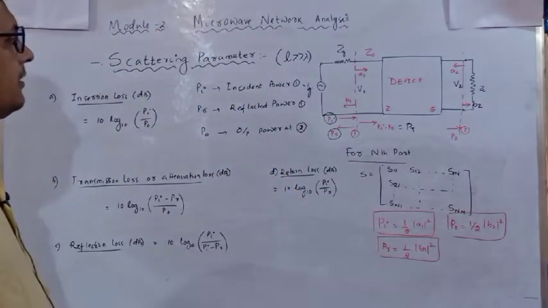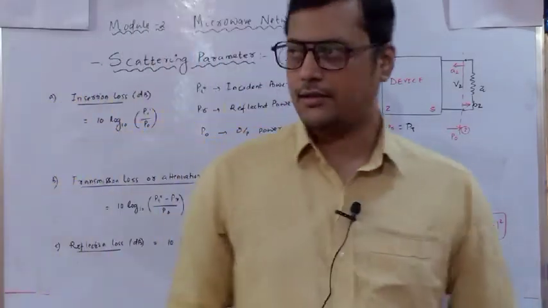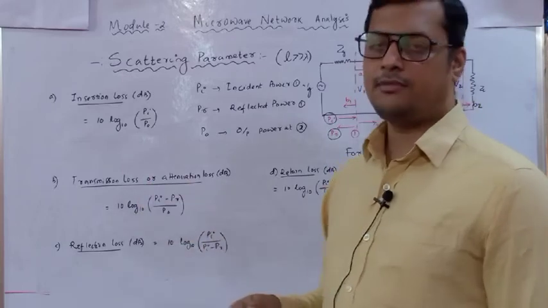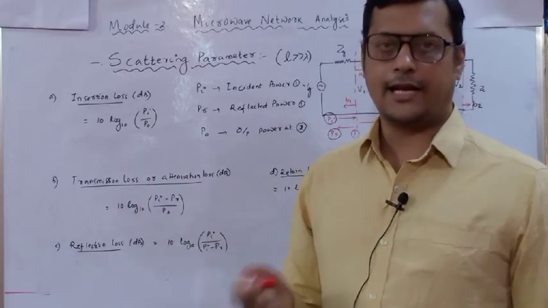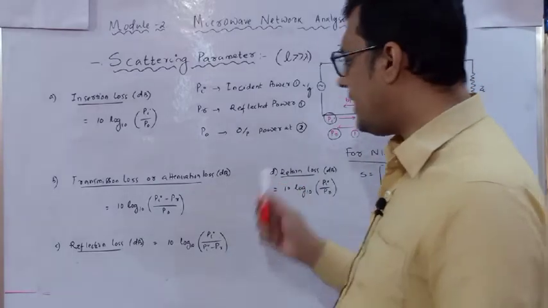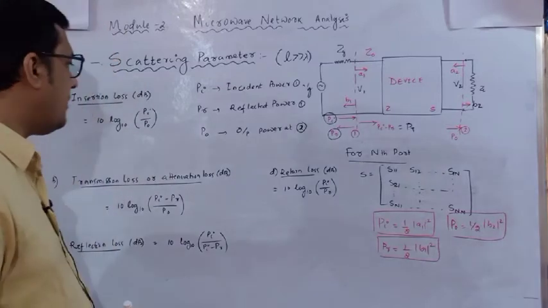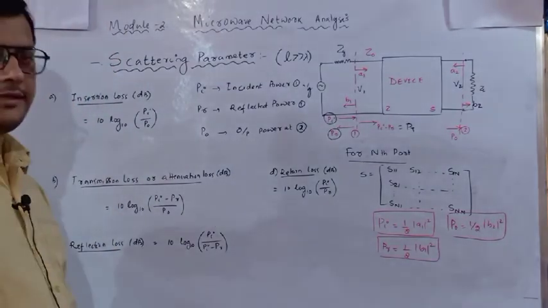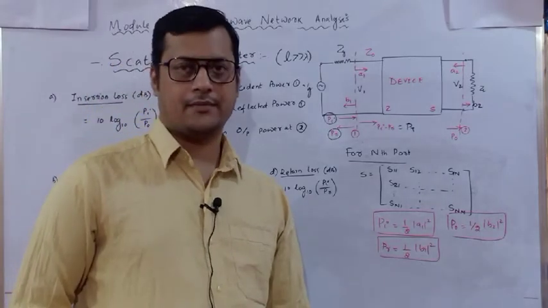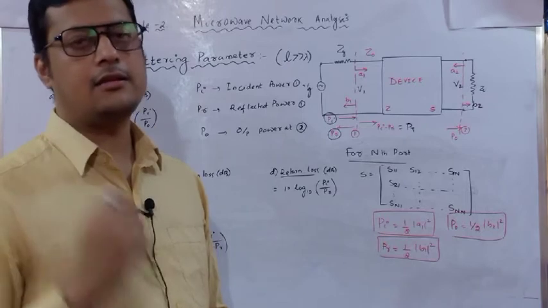Now in any sort of device we have four different losses. First, insertion loss. Second, transmission loss, which is also called attenuation loss. Then reflection loss, and the last one is the return loss. We will discuss them one by one. Insertion loss means we are measuring the efficiency. If you take 1 by efficiency, you can determine the insertion loss.